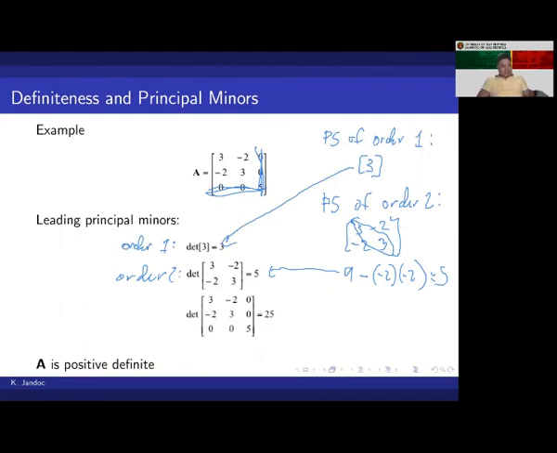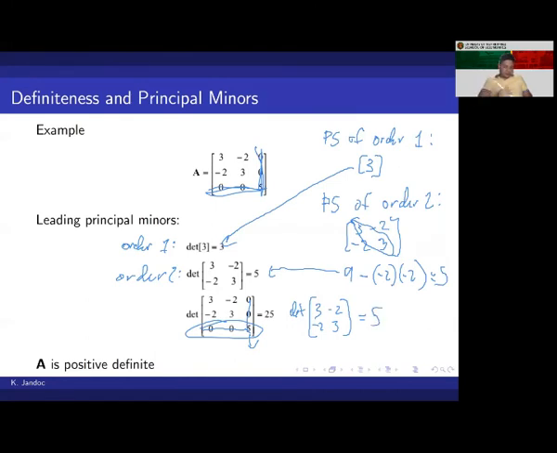And the leading principal minor of order 3. How do you get that? Well, let's use this last row because it's easy. We'll just find the cofactor associated with this entry over here, 5. So let's delete this row and column. We have 3, negative 2, negative 2, 3. That minor is 9 minus positive 4, which is equal to 5. So the determinant of that is equal to 5.